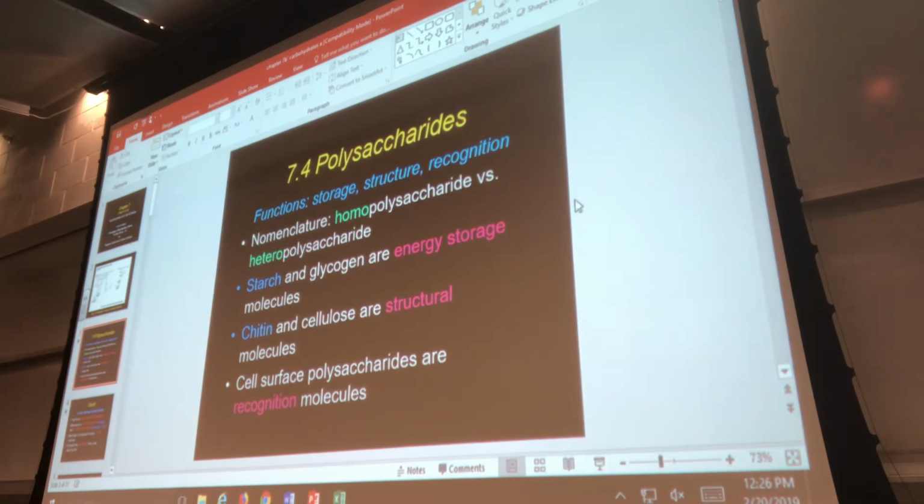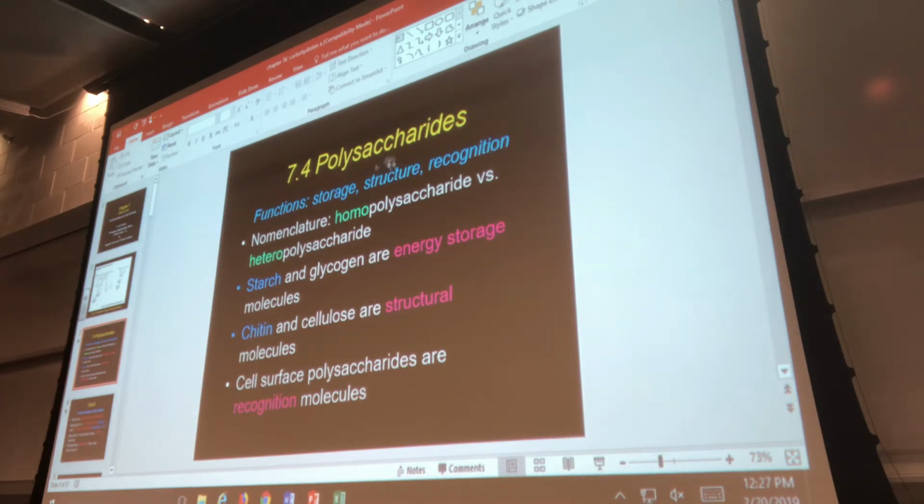Starch and glycogen are your two characteristic examples of energy storage polysaccharides. We'll see why in a bit. Chitin and cellulose are structural instead. And then there's a bunch of extra ones we'll go over at the end that serve a bunch of different purposes, but they kind of group them together as cell recognition or cell surface signaling molecules.